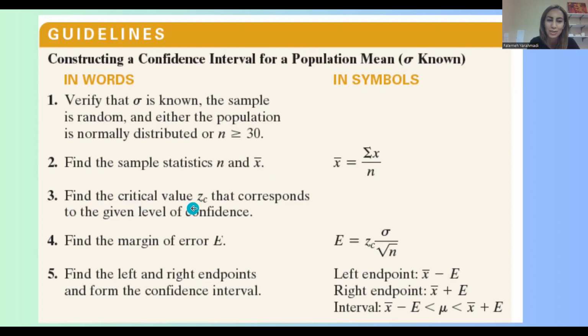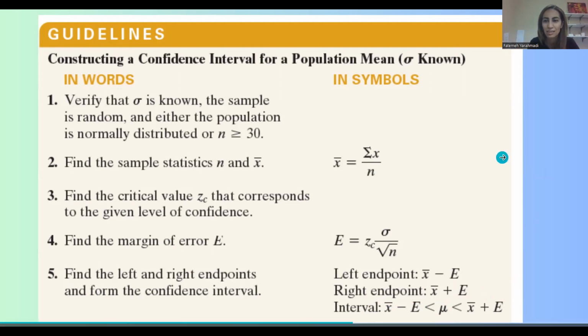Then you're going to find a critical value zc that corresponds to the given level of confidence. Find the margin of error E, following the formula zc times sigma over square root of n, and finally find the left and right endpoints of your interval. Then you're going to say that mu is bounded between x bar minus E and x bar plus E. These are the guidelines that we have to follow when we are constructing a confidence interval for population mean.